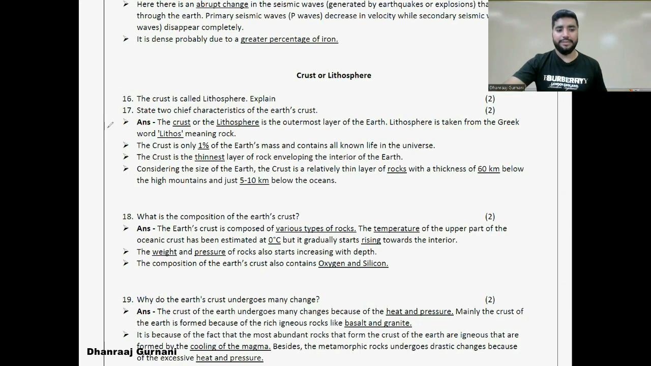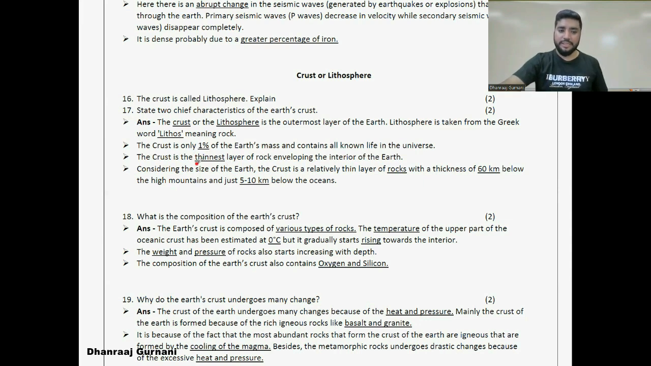4 points. The first one, the crust of the lithosphere is the outermost layer of the earth. Lithosphere comes from the Greek word lithos, which means rock. These points you've already done. Point number 2, the crust is only 1% of the Earth's mass and contains all known life in the universe. So every life which survives is a part of the crust. And it is only 1% of the Earth's mass.